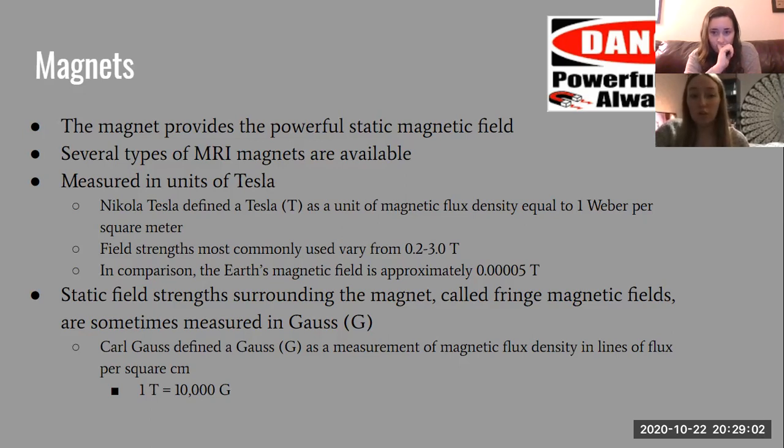Just for a little comparison, the Earth's magnetic field is approximately 0.00005 Tesla. Static field strengths surrounding the magnet, called fringe magnetic fields, are sometimes measured in Gauss or G. Carl Gauss defined a Gauss as a measurement of magnetic flux density in lines of flux per square centimeter. For another comparison, 1 Tesla is equal to 10,000 Gauss.